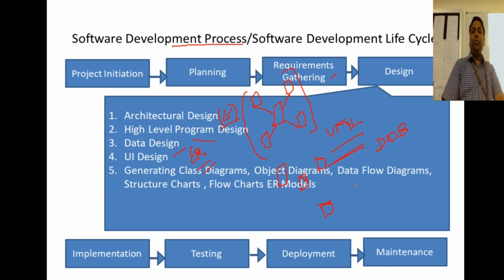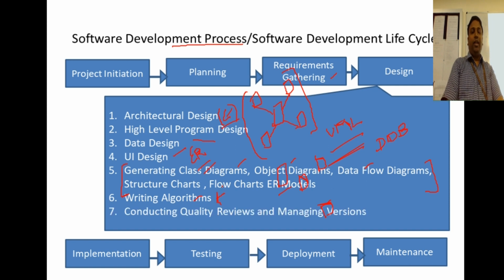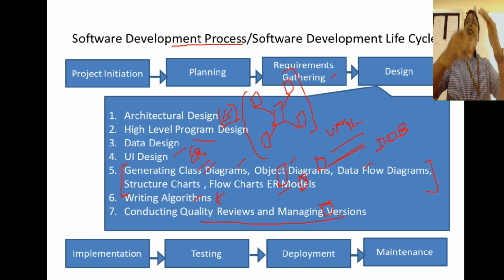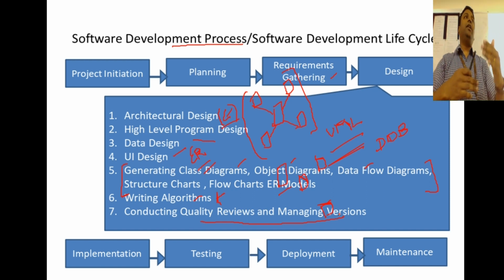And what will you do for this design phase? You'll be generating class diagrams, object diagrams, data flow diagrams, structure charts, flow charts, ER models. You'll come out with a lot of models here. And you'll also be writing algorithms for every class and function you have identified. Finally, you will conduct quality reviews and manage versions. I say manage versions. Now you know what is versioning, right? Every time you do something, there is always a chance for it to change. So you should manage the versions. We'll use a tool for managing the versions.